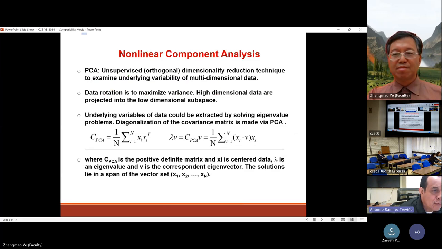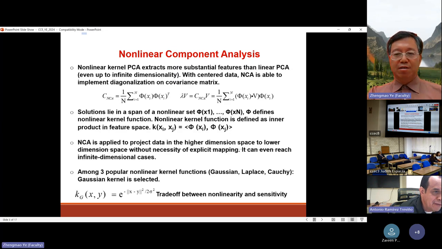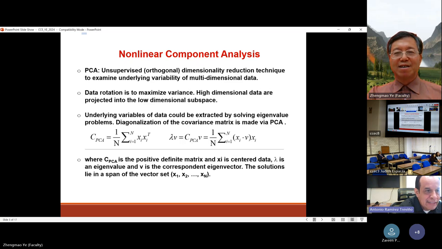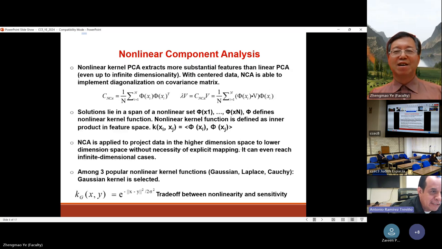Have you tried to use your nonlinear component analysis on more complex images? I mean, the Bridge of San Francisco seems to be a very easy image. You have some lines, but there are many complex images.